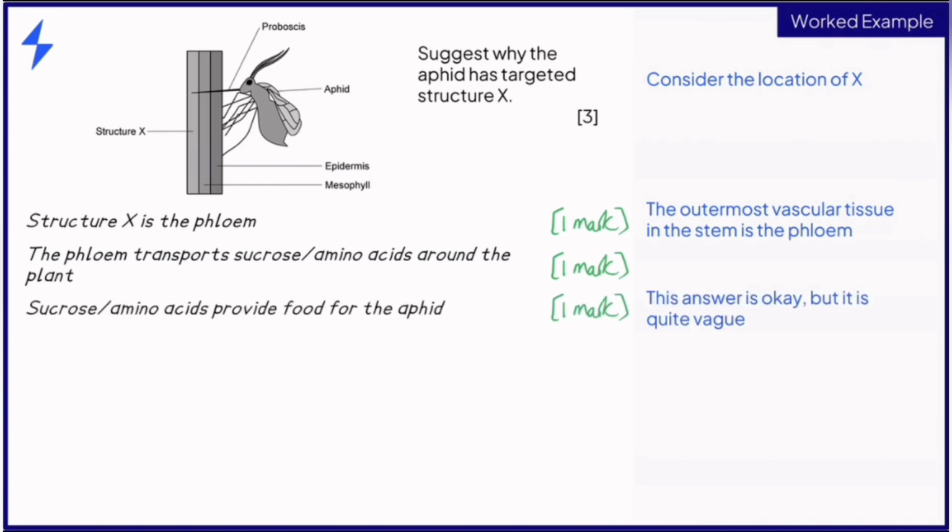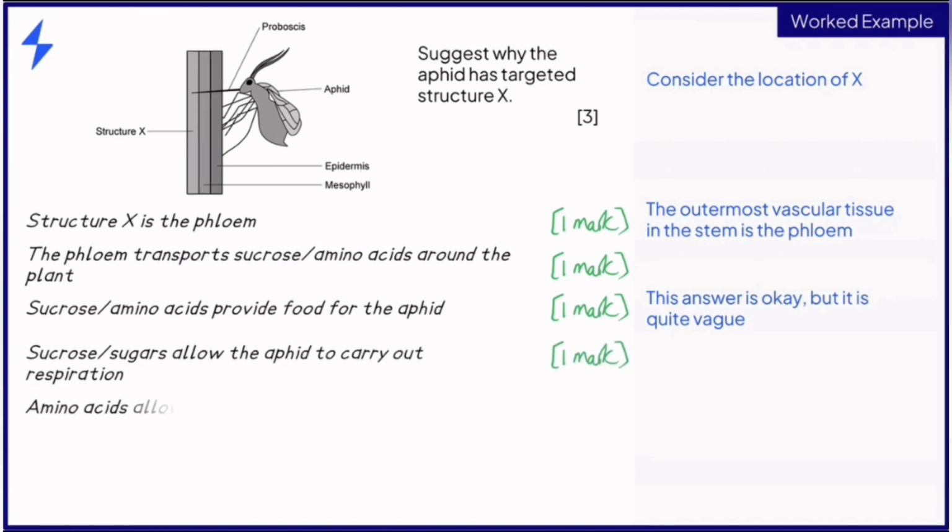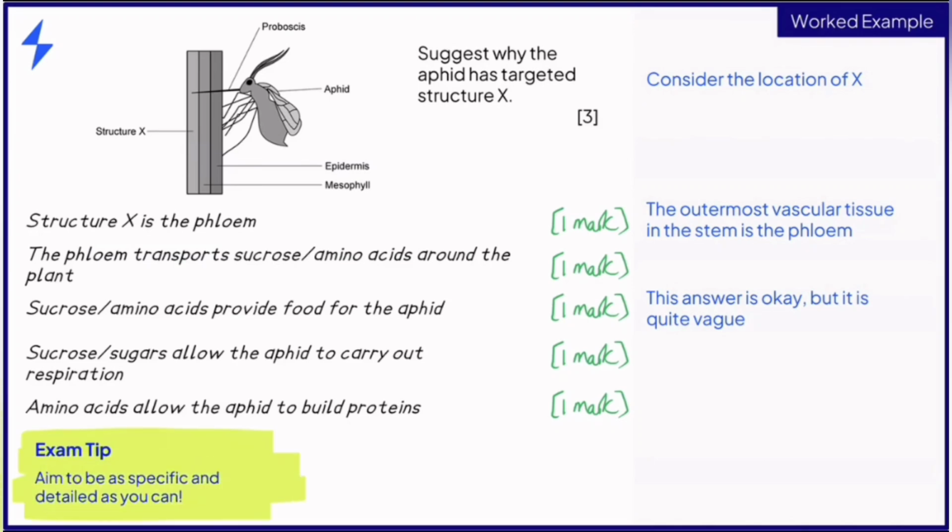This third point is okay, but it is a bit vague, so we can improve on it by being more detailed and specific. Sugars can be used by the aphid in respiration, while amino acids can be used to build proteins. It is always a good idea to be as detailed and specific as you can when answering exam questions.